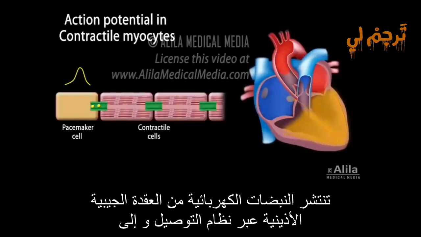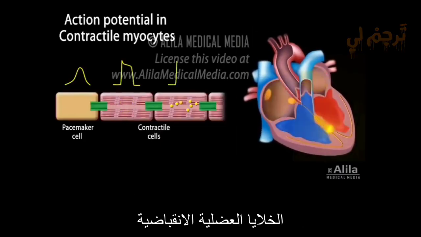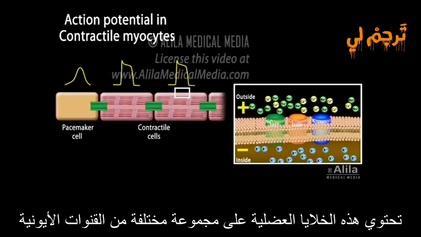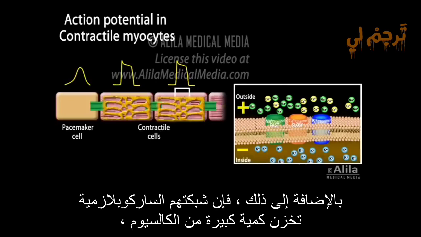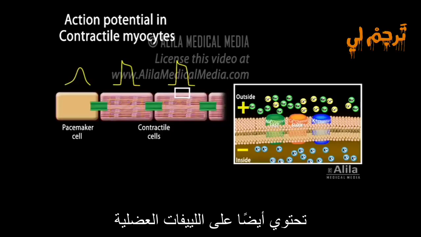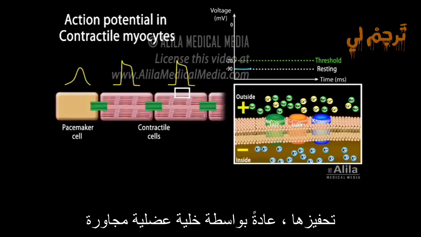Electrical impulses from the SA node spread through the conduction system into the contractile myocytes. These myocytes have a different set of ion channels. In addition, their sarcoplasmic reticulum, the SR, stores a large amount of calcium. They also contain myofibrils. The contractile cells have a stable resting potential of -90 millivolts and depolarize only when stimulated, usually by a neighboring myocyte.